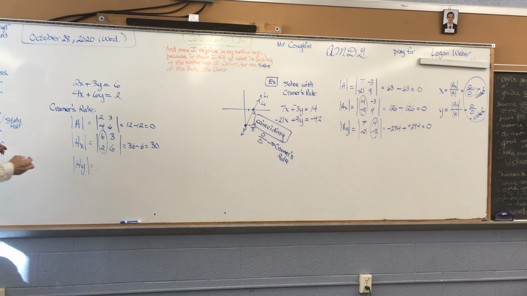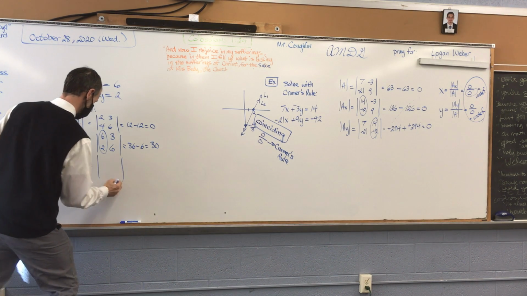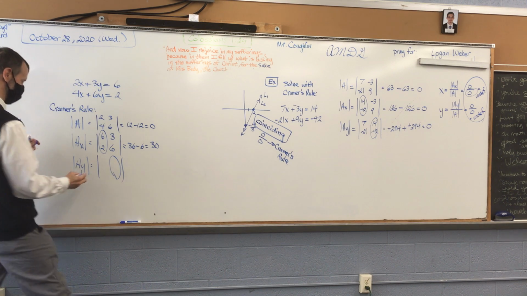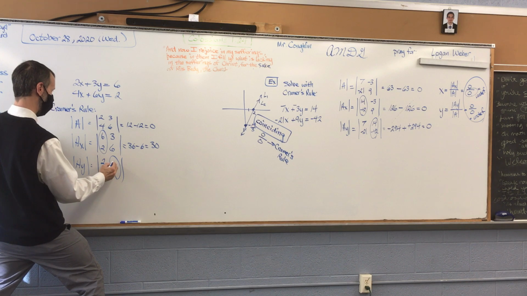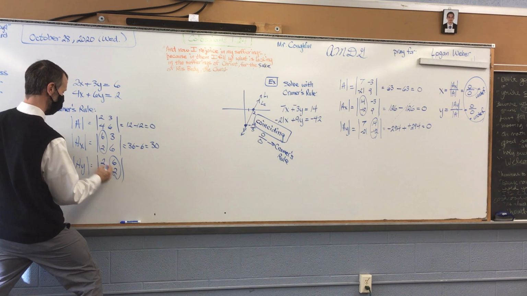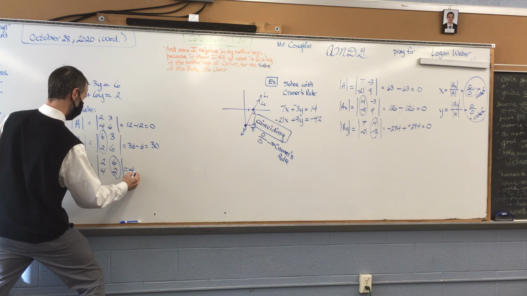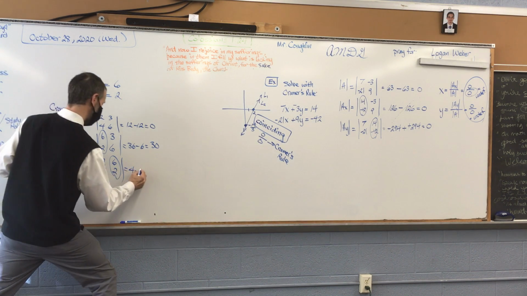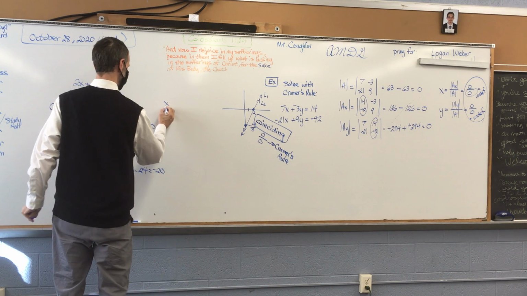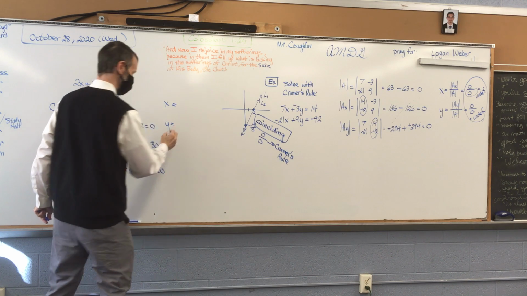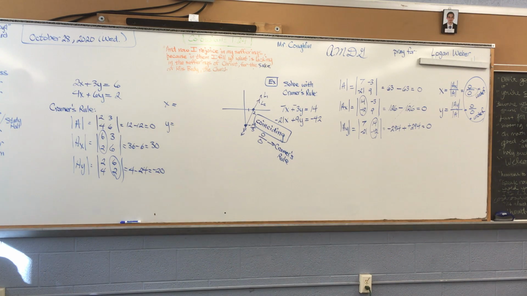Megan, take over. Try A sub y. What's the first column? 2 and 4. And then 6 and 2. Go ahead and calculate. 4 minus 24 is negative 20. Now calculate the x and calculate the y for me, somebody who's feeling brave.